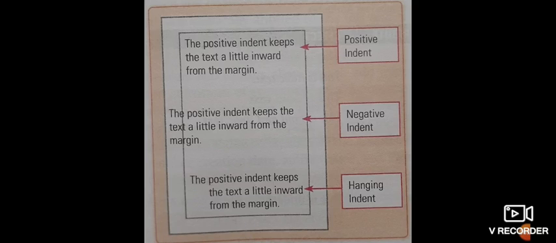Positive indentation keeps the text a little inward from the margin, as shown in the video. That is positive indentation. Negative indentation keeps the text a little outward from the margin, as shown in the video. And hanging indentation keeps the text a little inward from the first line. The hanging indentation is generally used for bullet lists, number lists, and glossary terms.